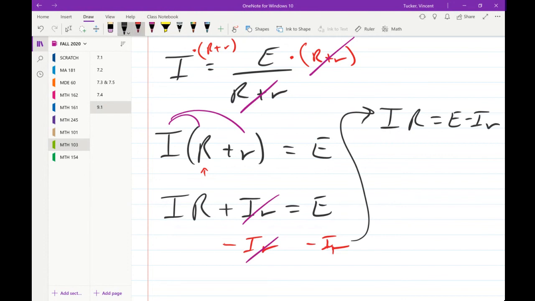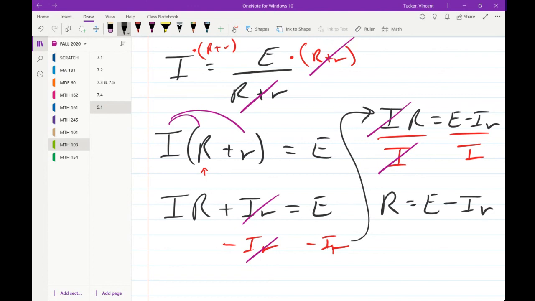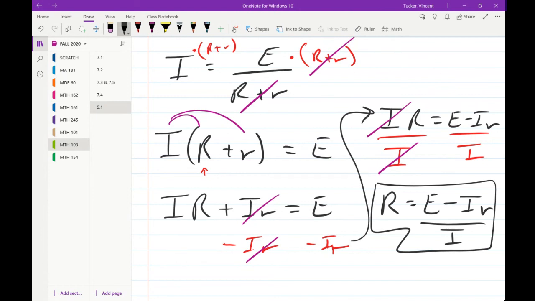And so to finally get R by itself, we will divide both sides by the capital I, excuse me. The I's cancel. That will be capital R equal to E minus I lowercase r, over I. And that will be your final answer.